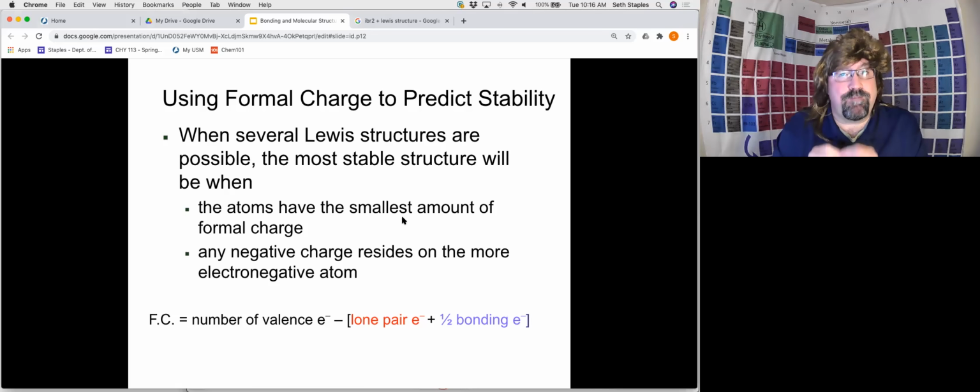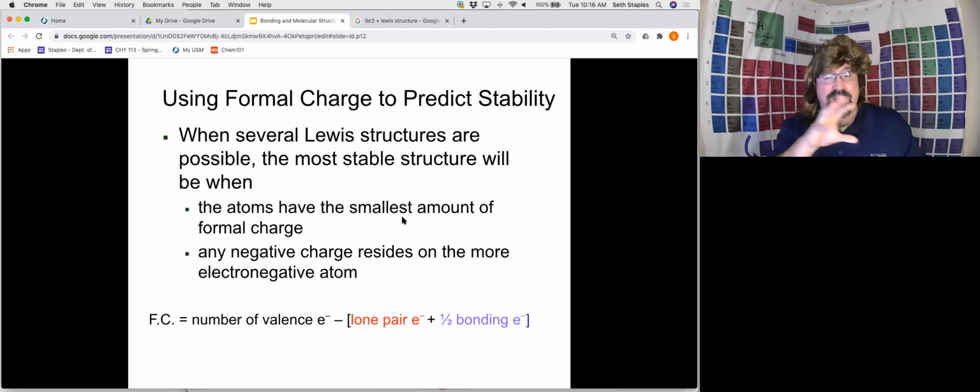To calculate a formal charge, we first draw the Lewis structure, and then for each atom in the Lewis structure, we want to calculate the formal charge. We take the number of valence electrons, we subtract how many lone pairs there are around that atom, and then half of the bonding pairs.